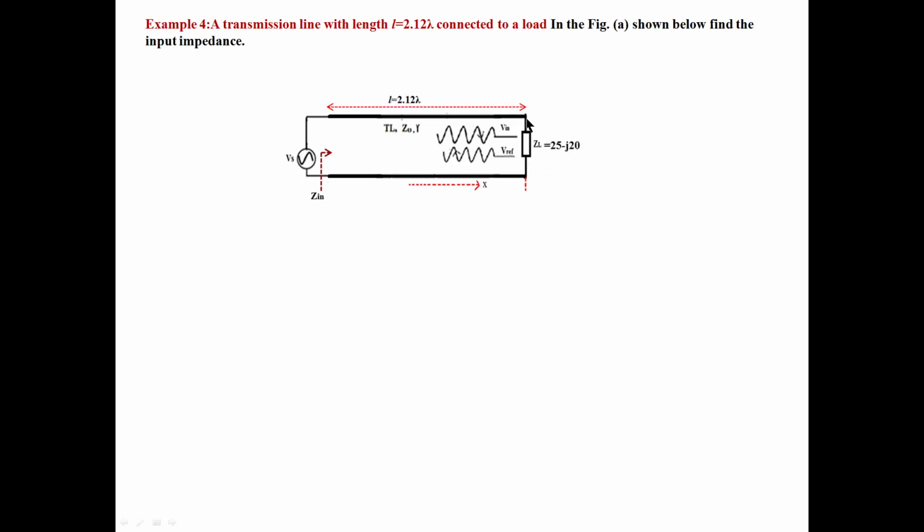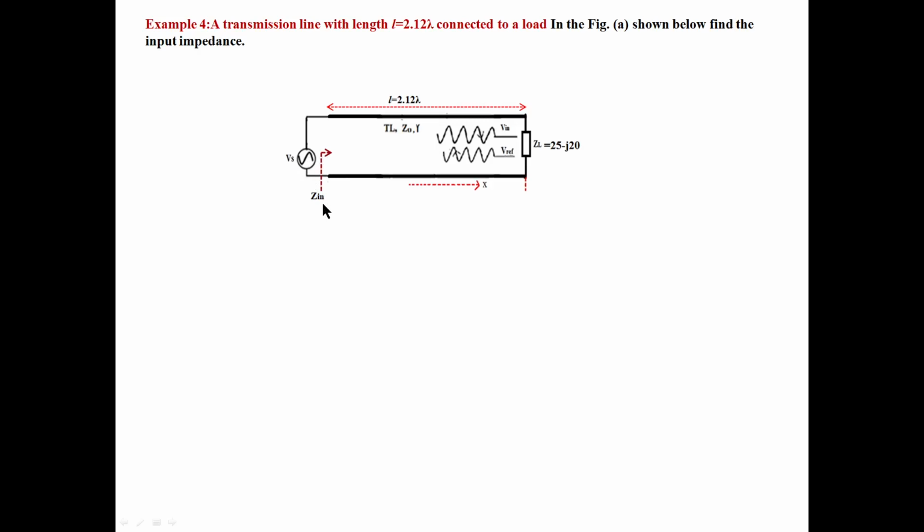Okay, so as we move like this, how much distance should you move? 2.12 lambda from the load. This is the load here. From the load, move towards the generator. How much distance? 2.12 lambda, and stop. If you travel this much distance, we come to the input here. So measure the impedance there. Travel this much distance from the load, stop, and find out what the impedance is.